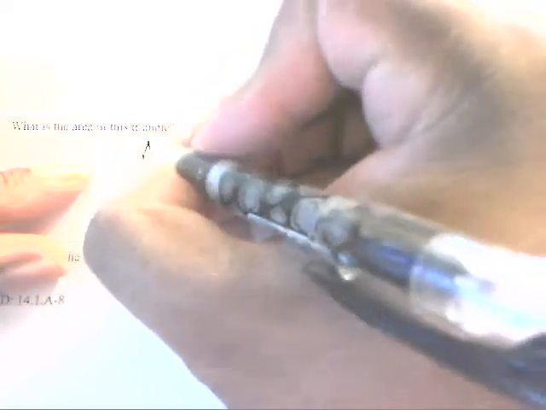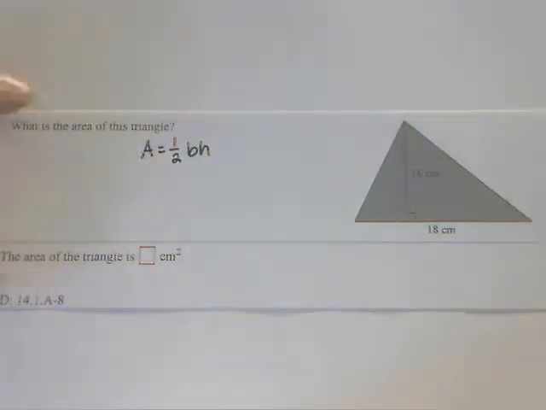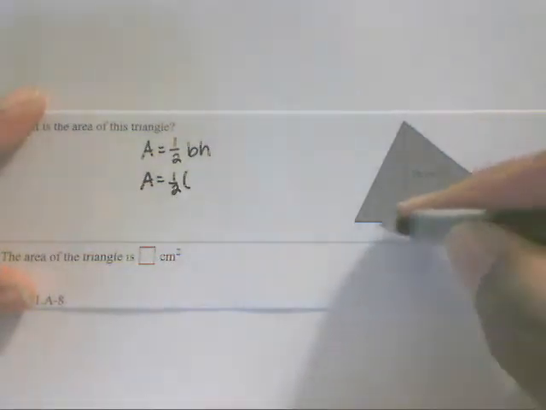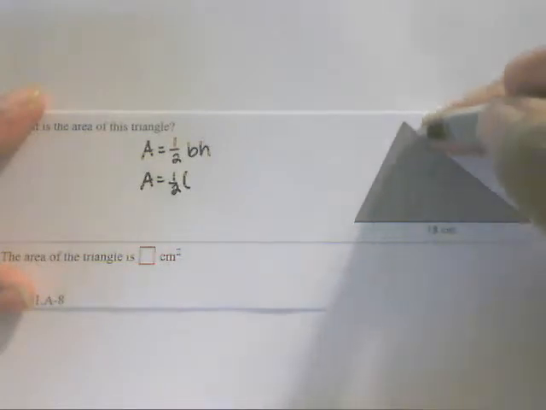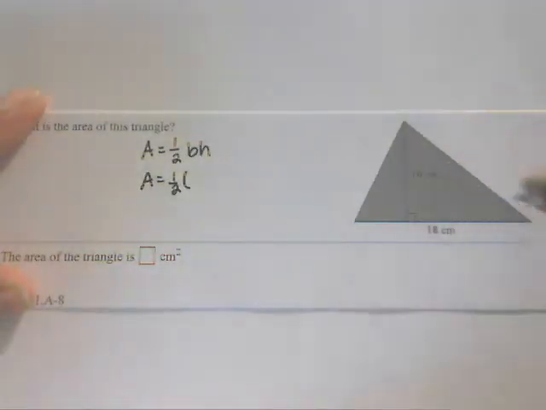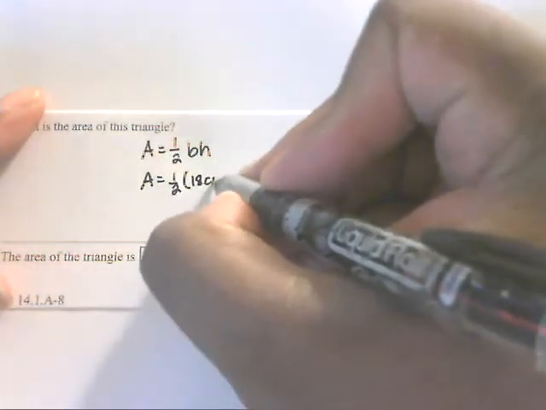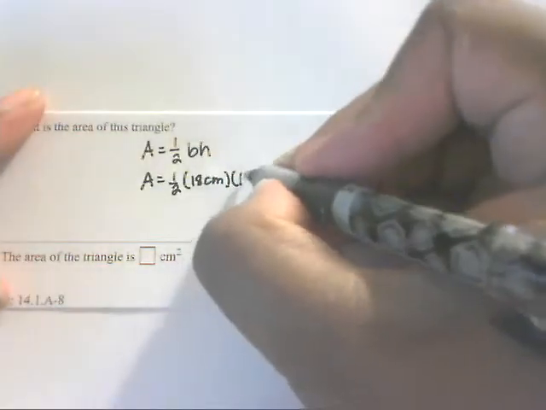All right, to find the area of the triangle, we always use the formula area is equal to 1/2 the base times height. So in this case here, the area is 1/2. The base is right here. The height and the base are perpendicular to each other. So this must be the base, and going straight up and down, that's the height. The base is 18 centimeters. The height, in this case, is 16 centimeters.